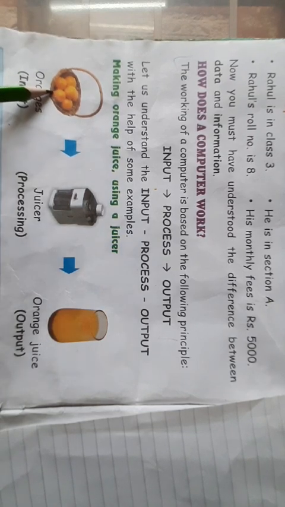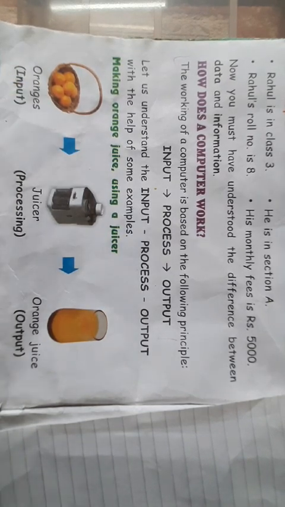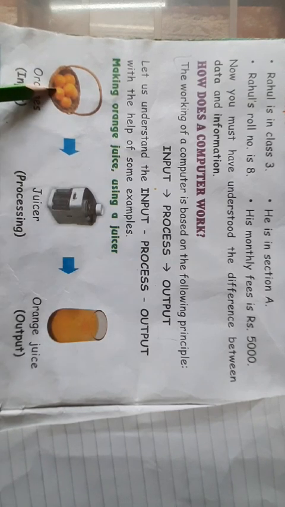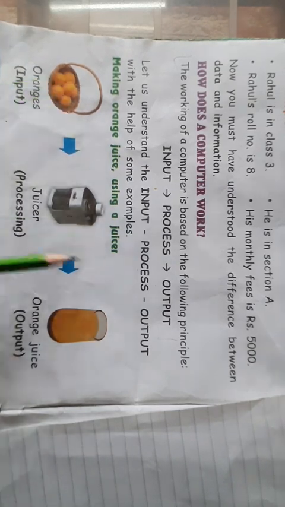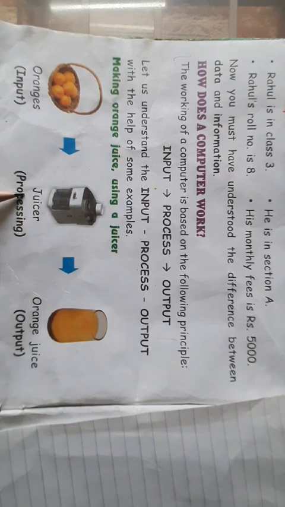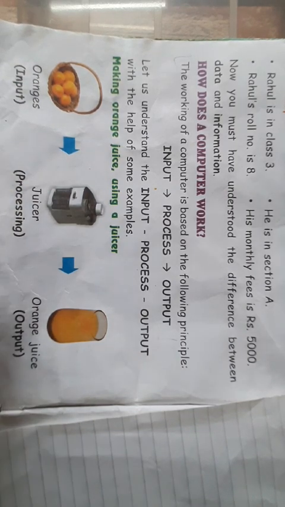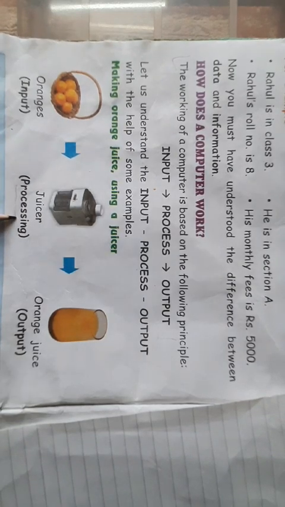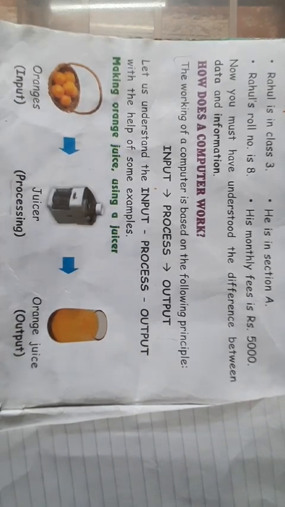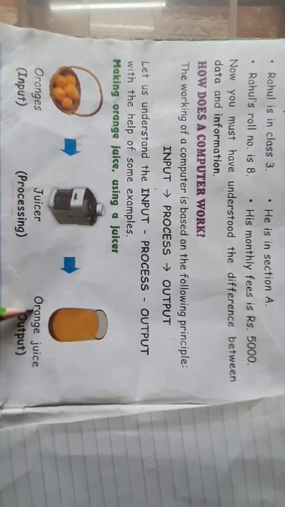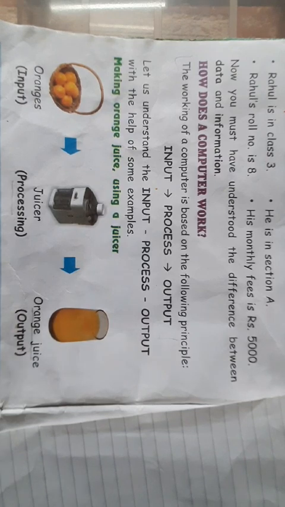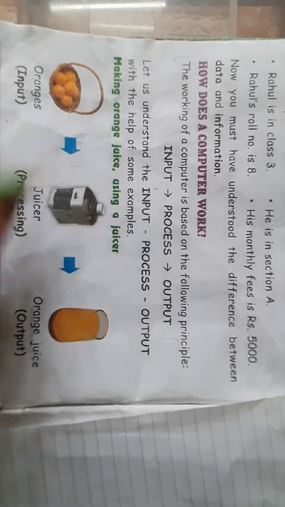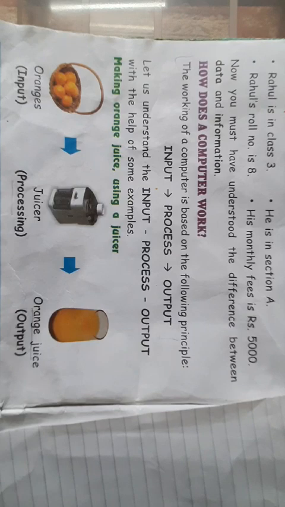You have some oranges, but you want orange juice. So what will you do? You put those oranges in a juicer, then start the juicer, and the juicer starts working on it. That is known as processing. The oranges which we have are known as input. When we put them inside the juicer and the juicer starts working on it, that is known as processing. And finally, when you get orange juice, that is known as our output. So this is a very simple example for input, process, output.